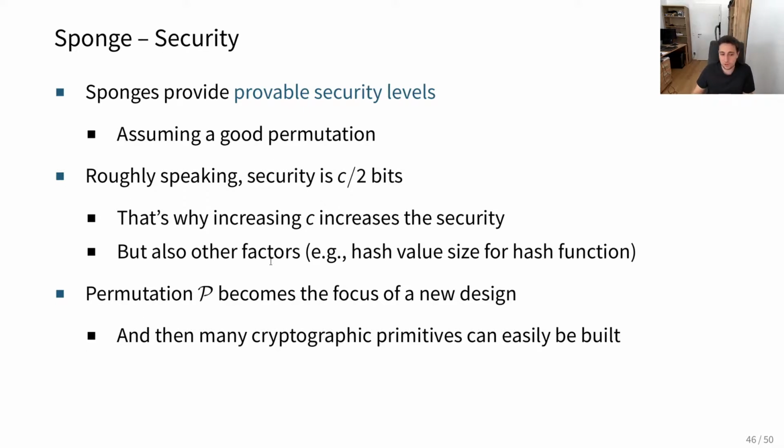Okay, but of course there are also other factors. For example, if we produce a hash value, so these are these H1, H2 values from before, then of course the security also depends on the size of this produced output. And with all of that, the focus of a new design using a sponge function becomes the permutation, this calligraphic P, because this needs to provide some properties in order to basically use these properties of the sponge.